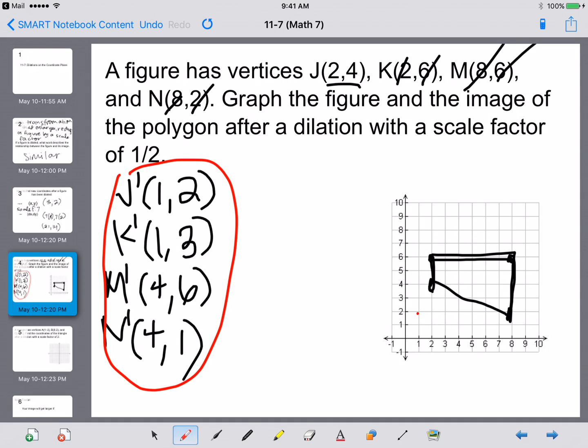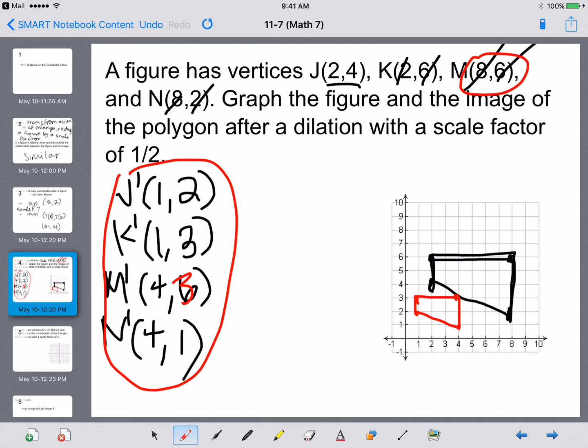So we have 1, 2, 1, 3, oops, this one here, look, 8, 6, it should be 4, 3. So just caught that one, 4, 3, and 4, 1. So here is our new figure. And look at that, what happened. With our scale factor of 1/2, our original figure shrunk by 1/2.